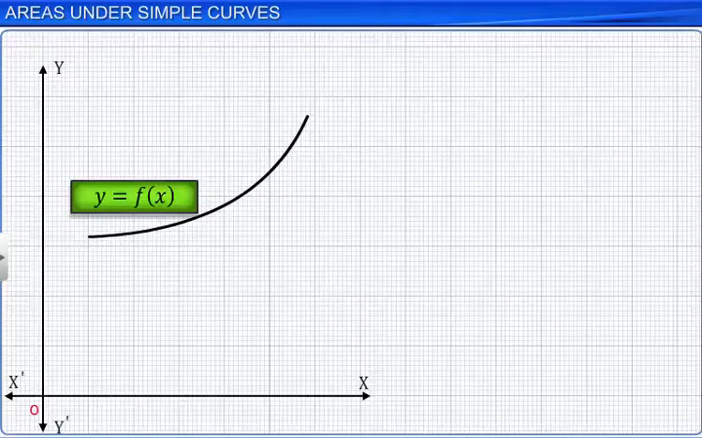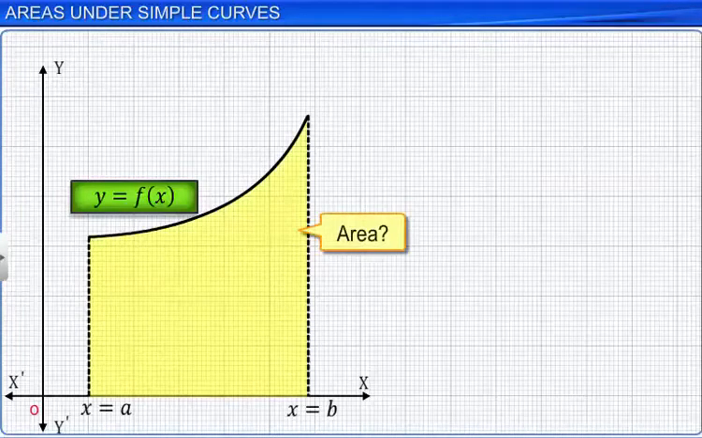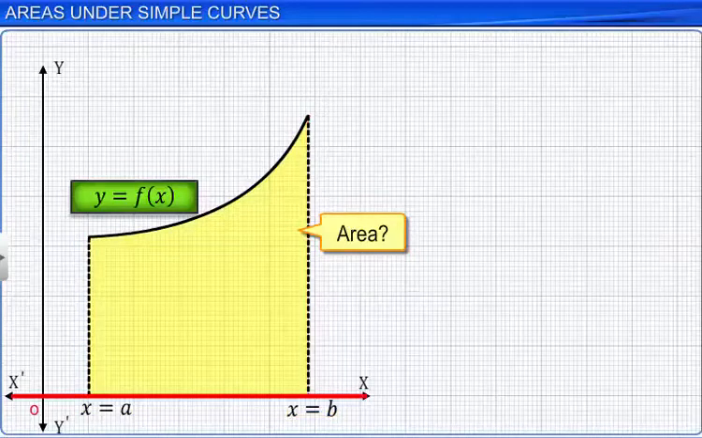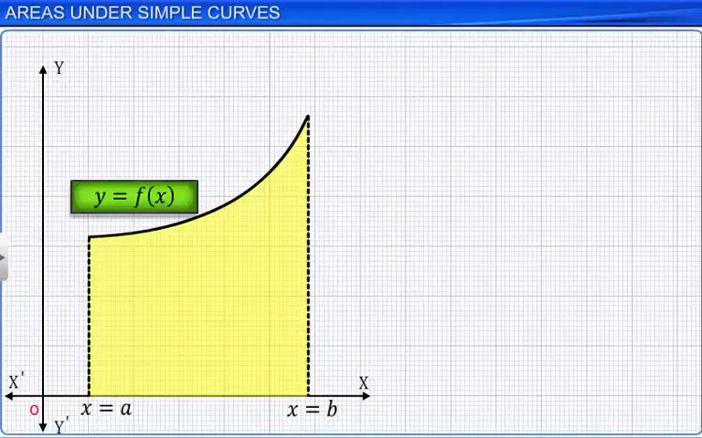Given the graph of a function, y is equal to f of x as shown. How do you calculate the area of the region bounded by the curve y is equal to f of x, the ordinates x is equal to a and x is equal to b, and the x-axis? Actually, it's quite simple. Let's see how to do it.